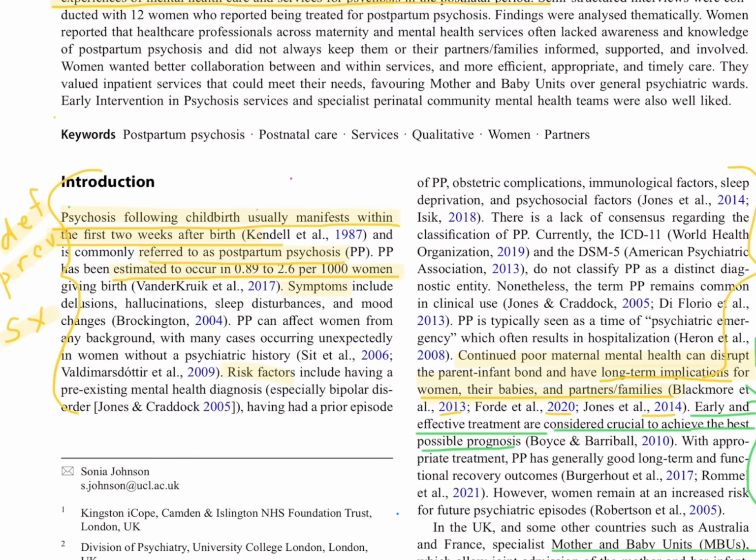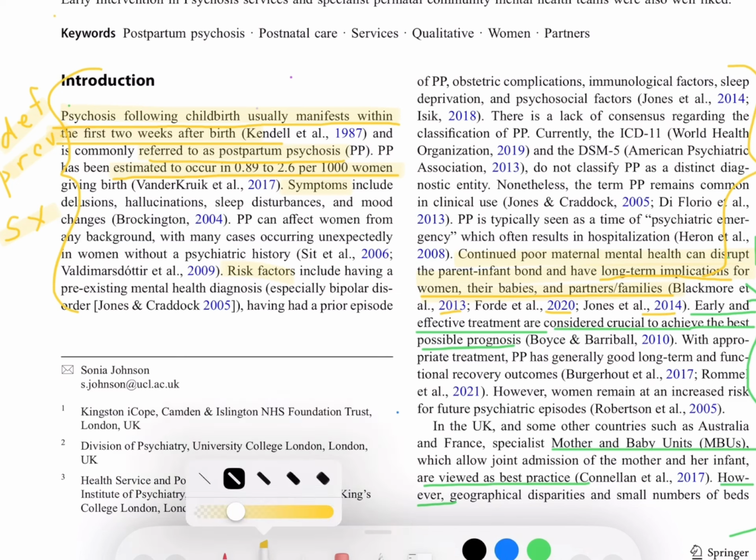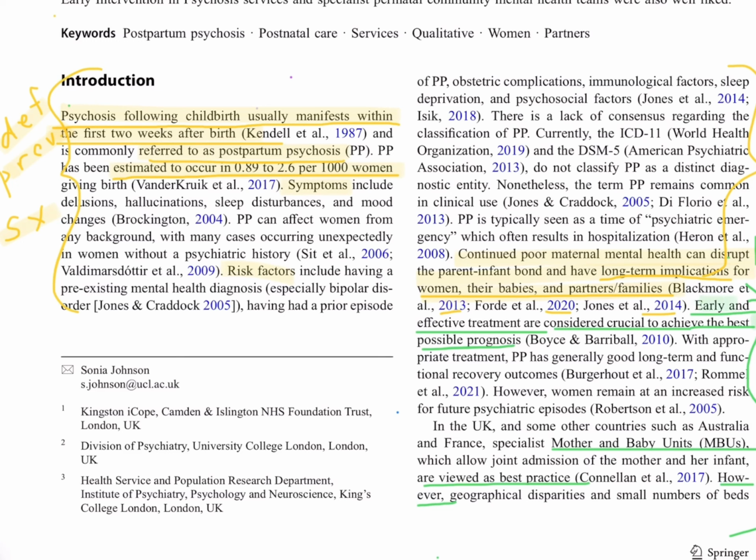After we learn about the condition, I've switched here to green just to show you how the information begins to get more narrow. So, we can see that we're now getting background information on the treatments or the services that women receive, because this is related to what the investigators want to learn. So, they begin by saying that early and effective treatment are crucial, and they cite the different experts.